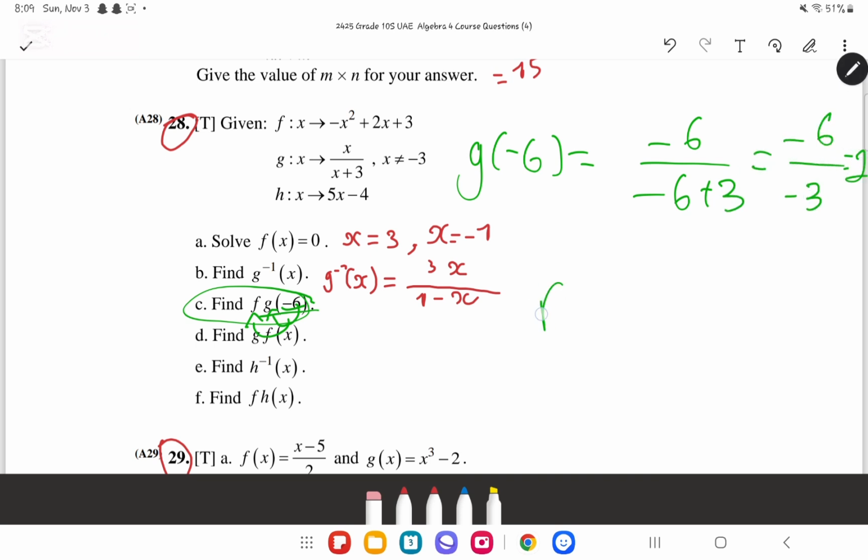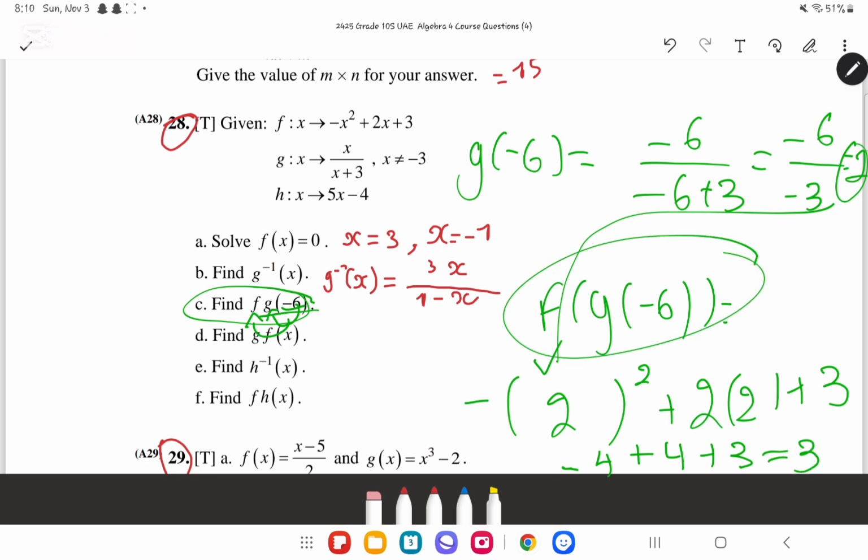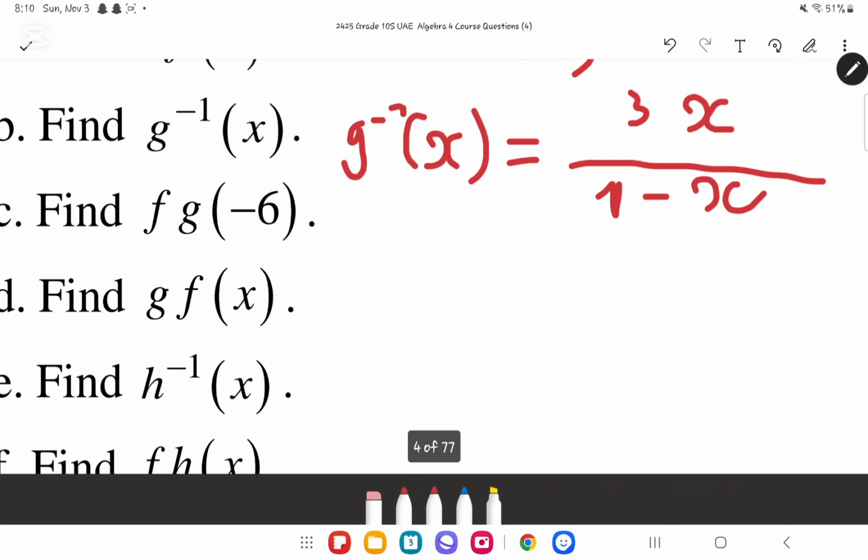So now, fg(minus 6) is equal to minus, now instead of every x, we're going to substitute the answer that we got here, which is 2. So minus 2 squared plus 2 times 2 plus 3. So then it becomes minus 4 plus 4 plus 3. Minus 4 plus 4 is 0, and then 0 plus 3 is 3. So we get that fg(minus 6) is 3. So the answer over here is 3.